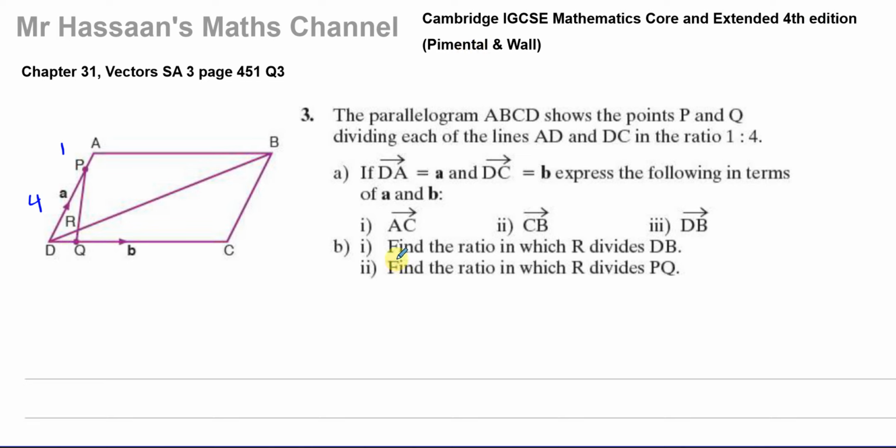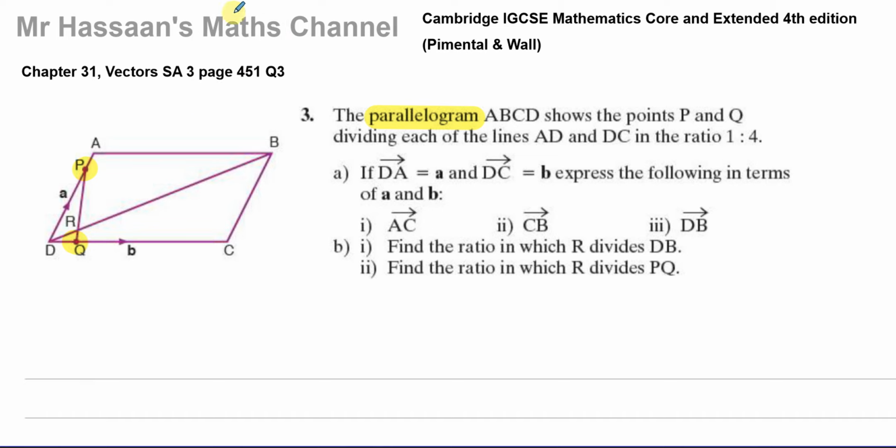This question is about vectors. Let me just get rid of this for now. It says the parallelogram ABCD has points P and Q dividing each of the lines AD and DC in the ratio 1 to 4. In the ratio 1 to 4.